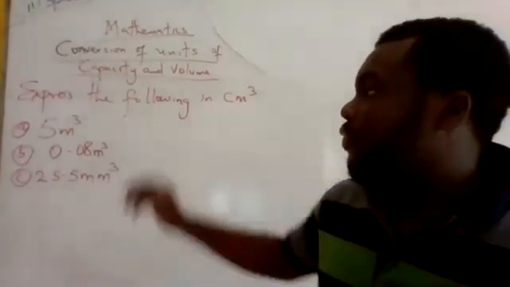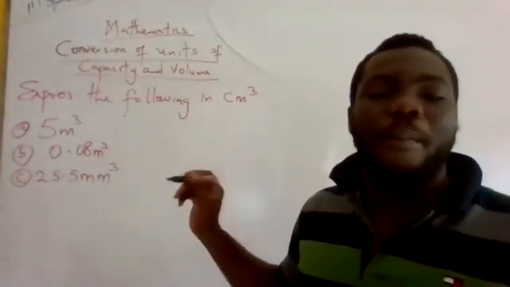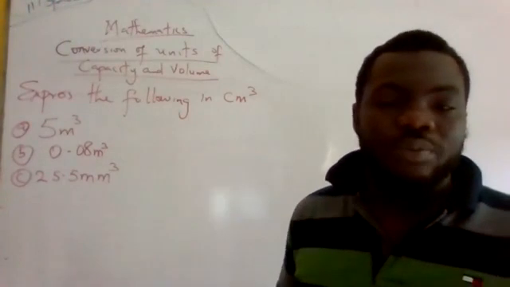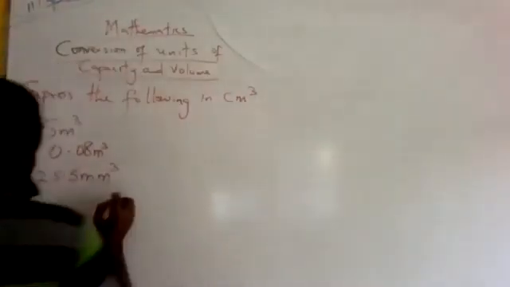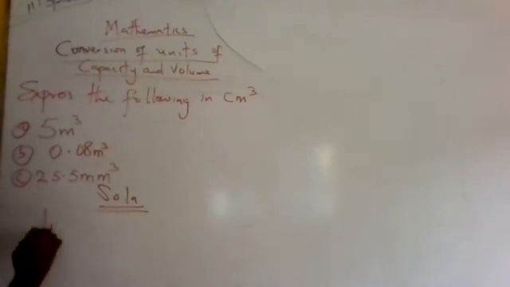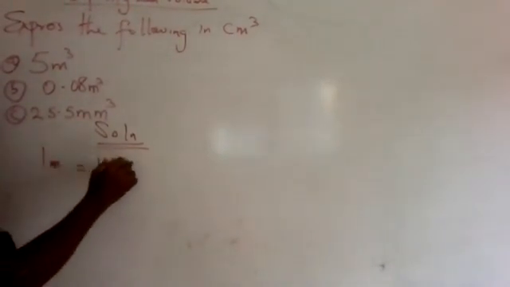We're supposed to convert 5 meter cube, 0.08 meter cube, and 25.5 millimeter cube to centimeters cube. Now, remember the relationship. What's the relationship? Let's take the first question. We know that 1 meter cube, if you check your previous notes... okay, let's start small. 1 meter on its own is equivalent to 100 centimeters.